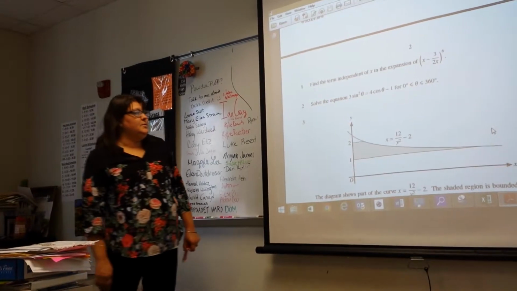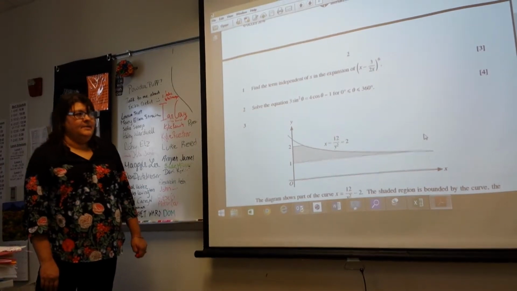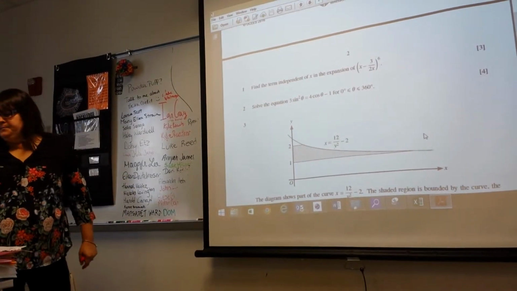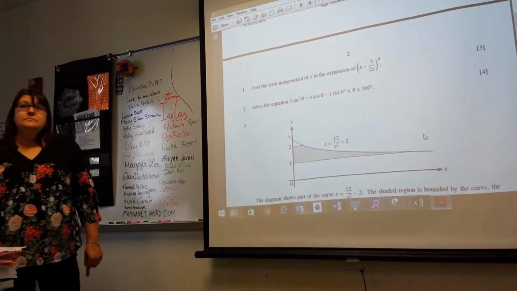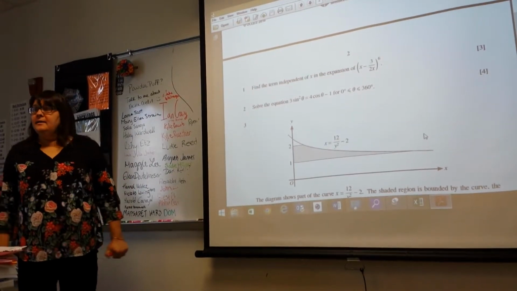Moving on. Number 2. Solve the equation 3 sine squared theta equals 4 cosine theta minus 1, between 0 and 360. Well, you can recognize that sine squared theta is a Pythagorean identity, which is 1 minus cosine squared theta. So now everything's in terms of cosine. Okay. Is everybody cool with that?